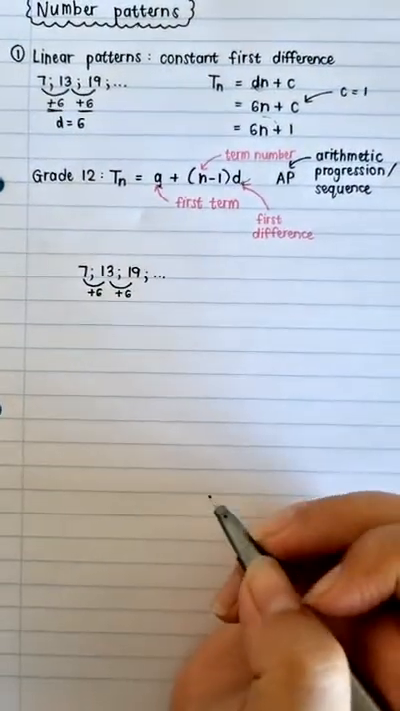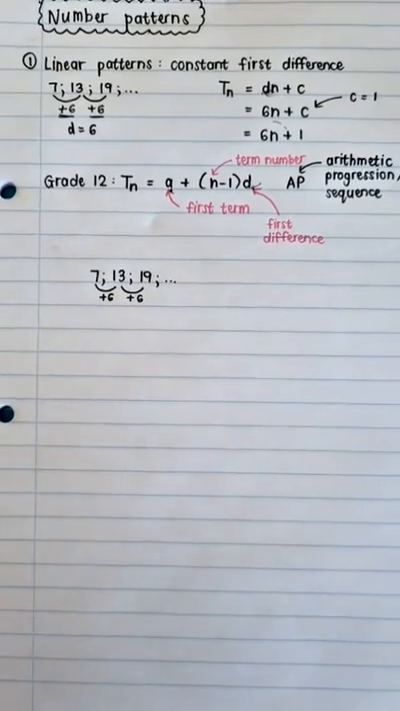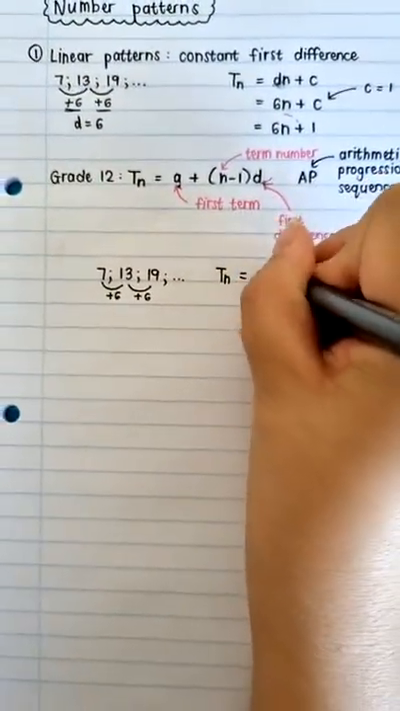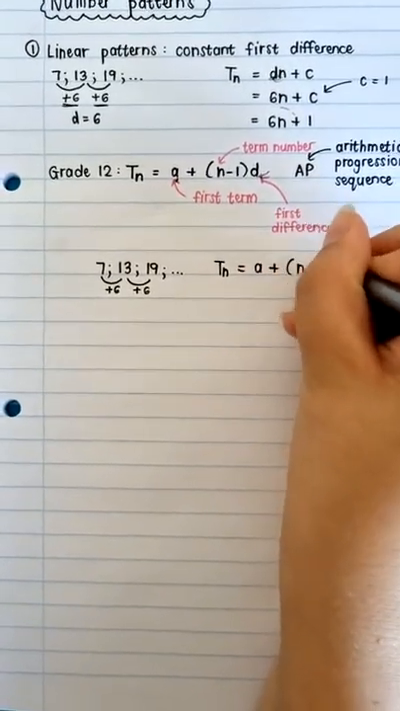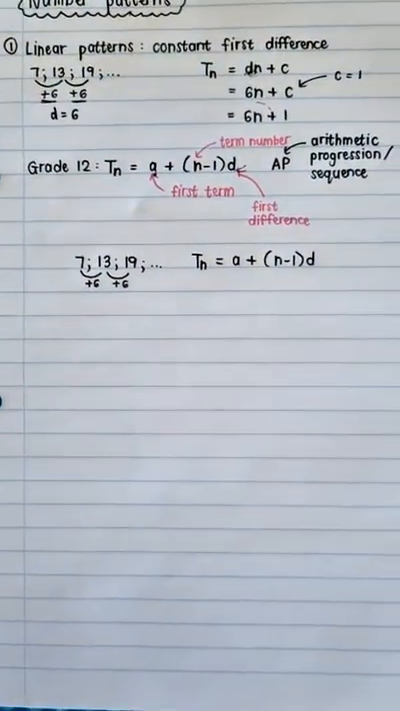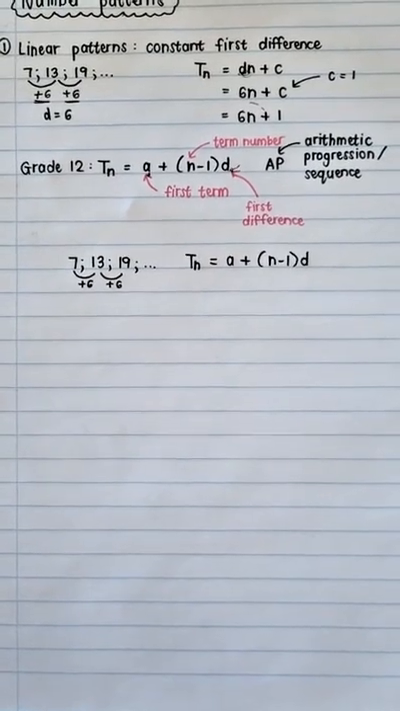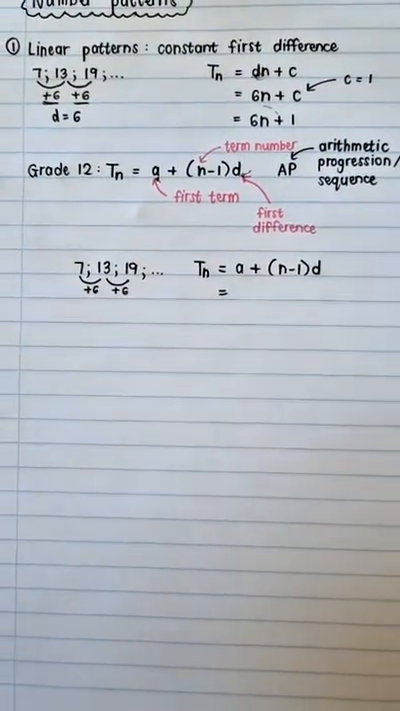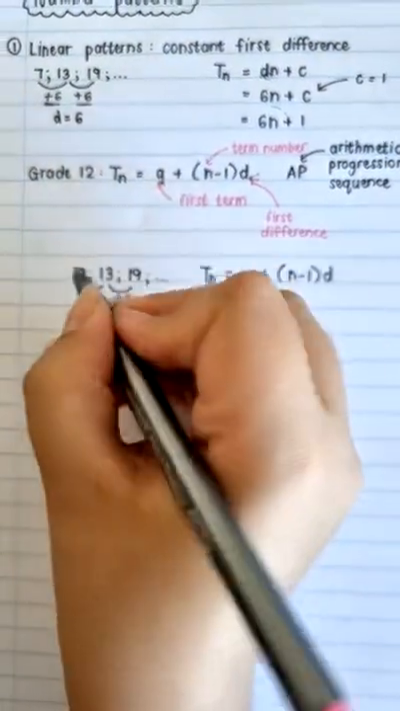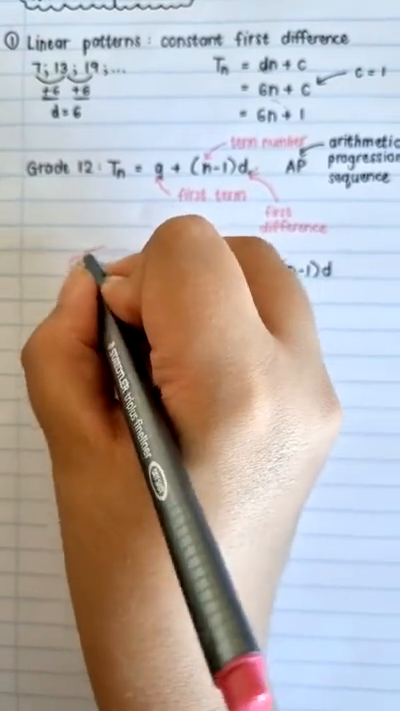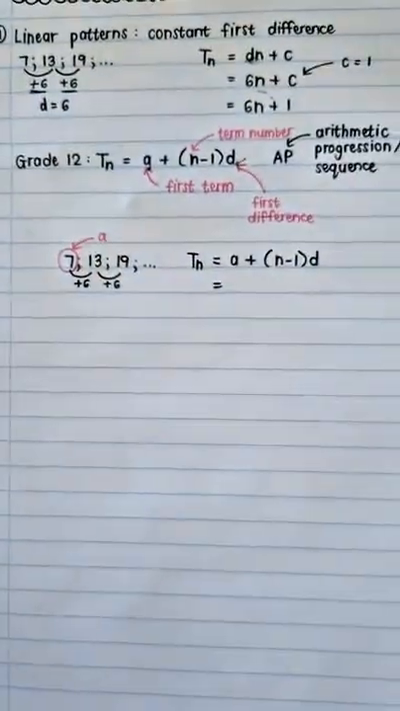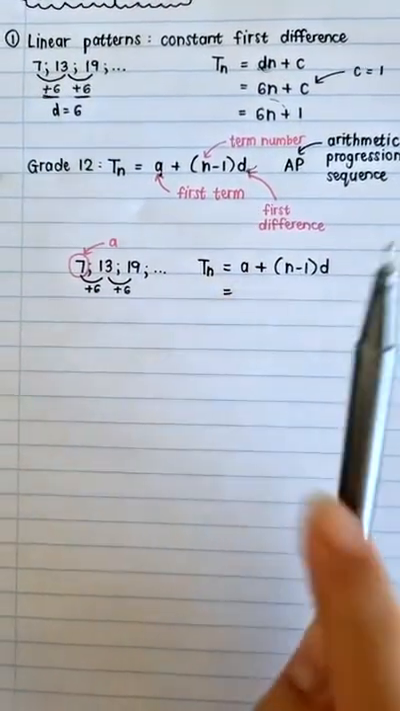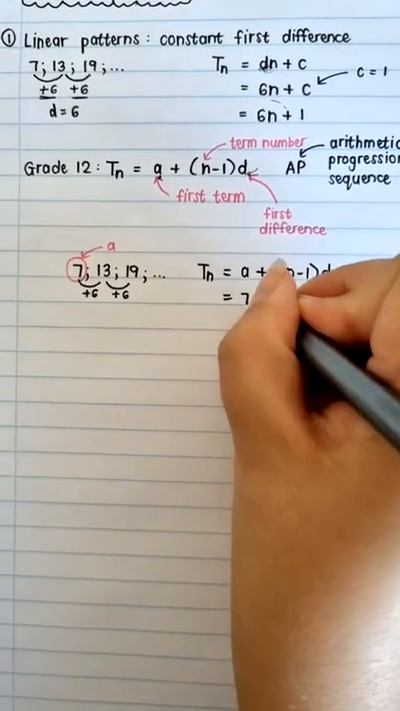Alright, so now if they're asking you to find the general term or the general formula of this number pattern, you're going to write down the new formula. A plus n minus 1 times d. Then we are going to now substitute all of the values in that we found. Now in this new formula, remember A is the first term. So the first term is 7. So that is what we're going to use for A. So we're going to have A plus, so the first term plus, so 7 plus.